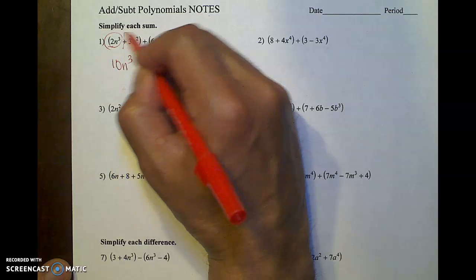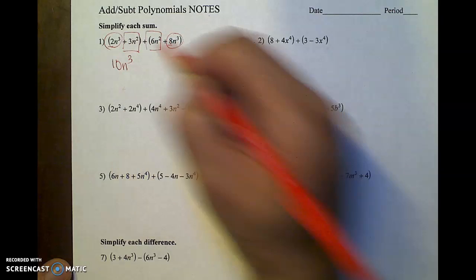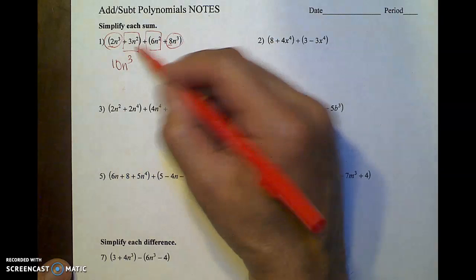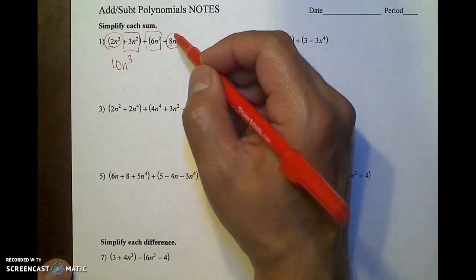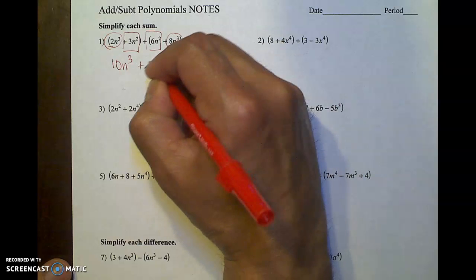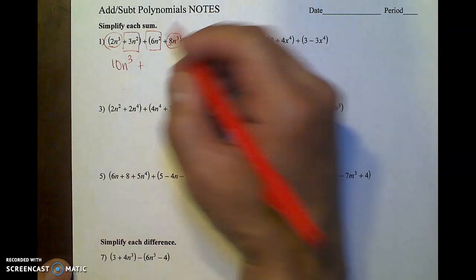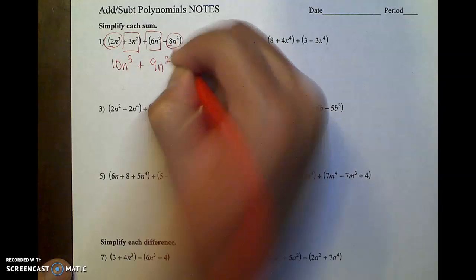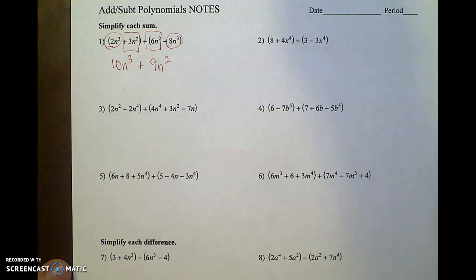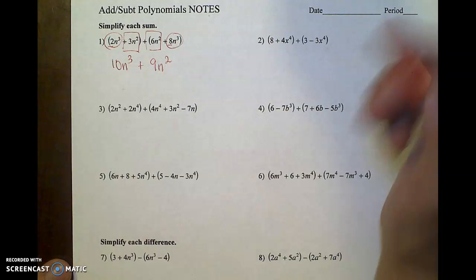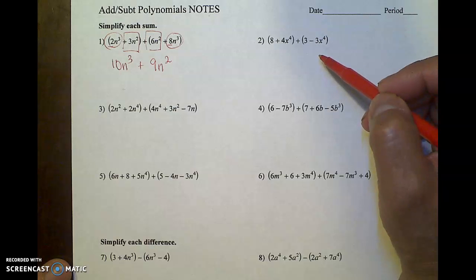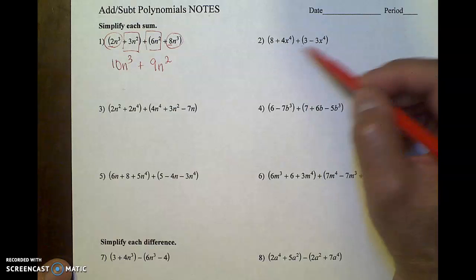Here we have 3n squared, 6n squared. They both have the same variable and exponent combination. So we're going to go ahead and add those together. By adding together, we are adding the coefficients. 3 plus 6 is 9. And we keep the variable and the exponent exactly the same. Moving on to the second example. Again, we are adding these two polynomials.